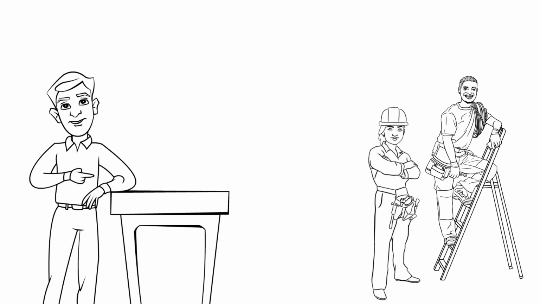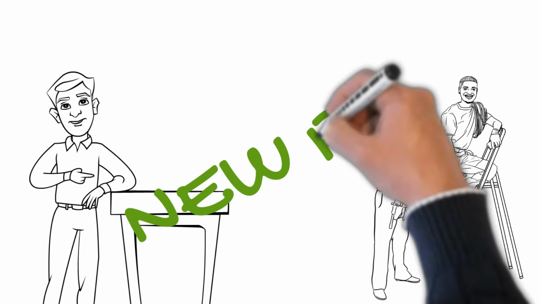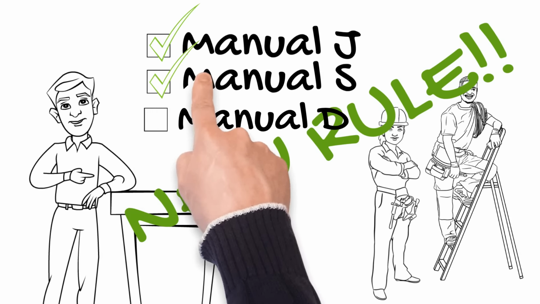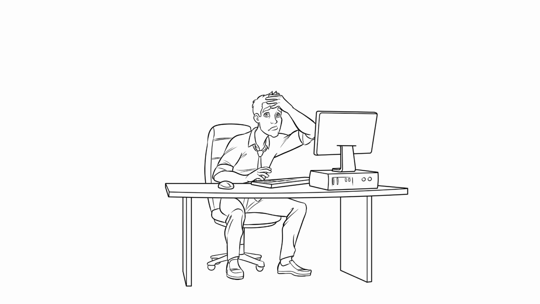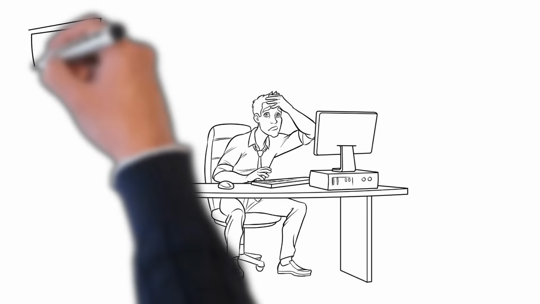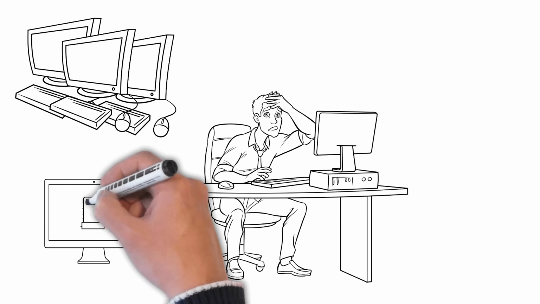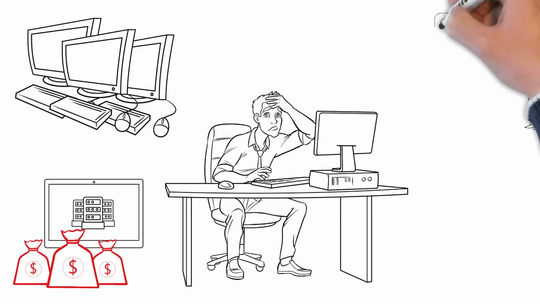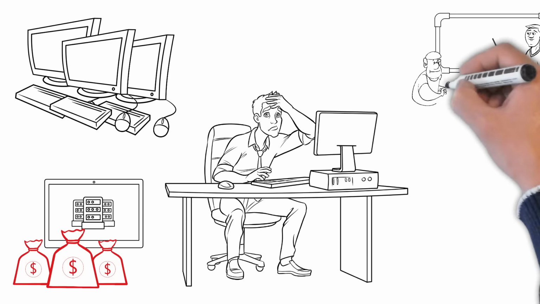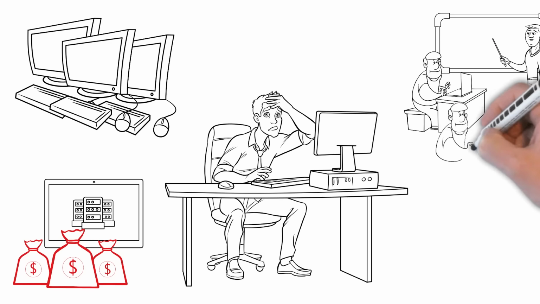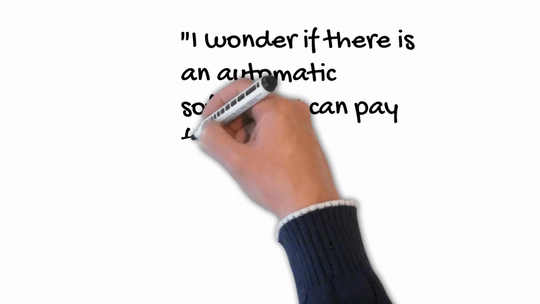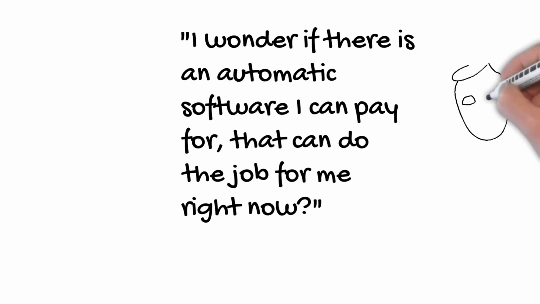Joe was determined to fix the issue by making it a rule to properly run calculations before any air conditioning installation job. However, he was extremely overwhelmed when he learned he needed to invest in computers, spend thousands of dollars in software licenses, and train all of his technicians on software he had learned over years. "I wonder if there's an automatic software I can pay for that can do the job for me right now."